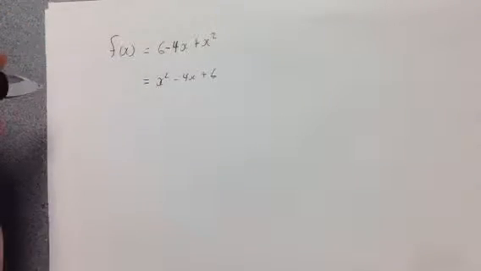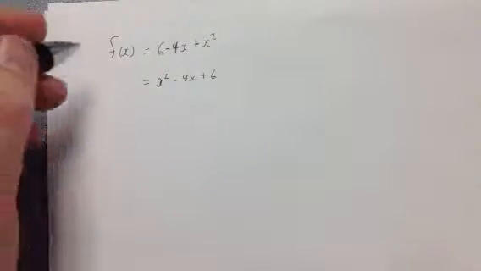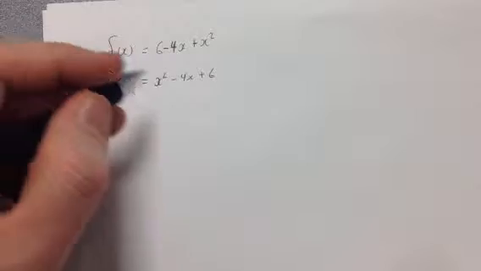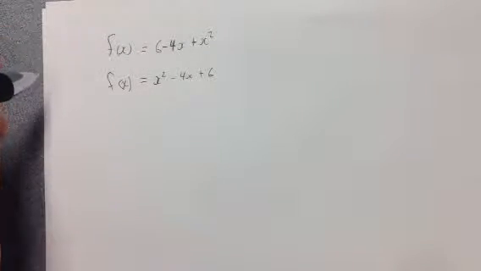Alright, I was asked to help analyze the function f of x equals 6 minus 4x plus x squared. And the first thing I'm going to do is rearrange the function. I just feel more comfortable when it's written in a more standard format. That's using the commutative property.